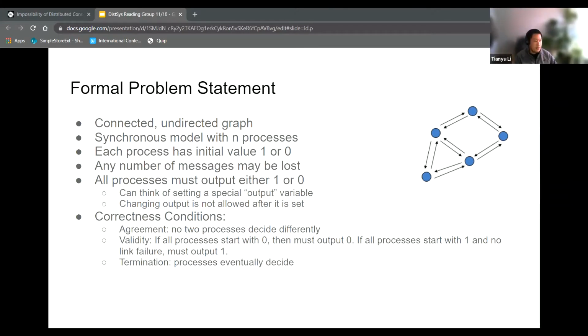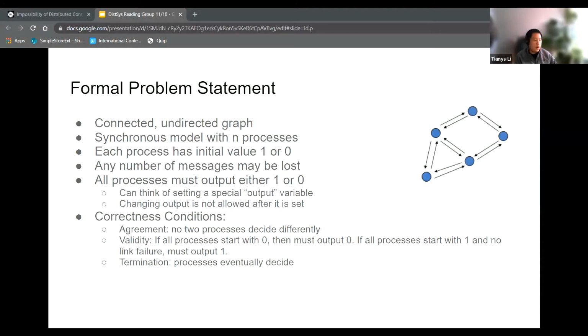And let's talk about correctness conditions in formal terms, right? There are really three important correctness conditions we want out of a good algorithm. One is agreement, right? So this is consensus after all. So we want that in any trace, no two processes should decide differently. And because decision is a one-shot thing, that also means anywhere throughout the entire decision process, no two processes decide differently. So that's the fundamental requirement of consensus.